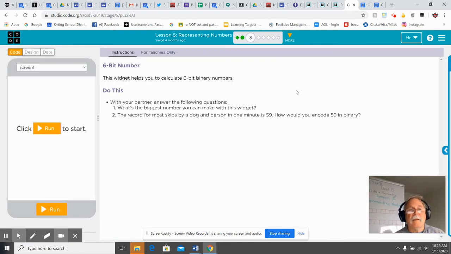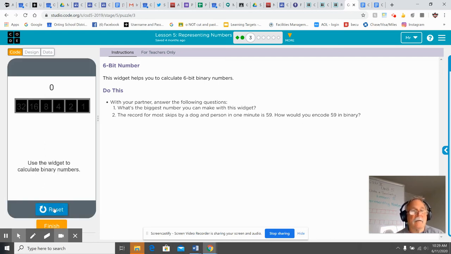And bubble number 3, 6-bit number. The widget helps you calculate 6-bit binary numbers. Do this with your partner, and you don't have a partner. Answer the following questions. What's the biggest number you can make with this widget? The record of most skips by a dog and person in 1 minute is 59. How would you encode binary 59?